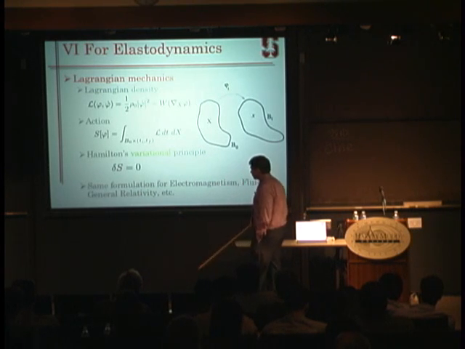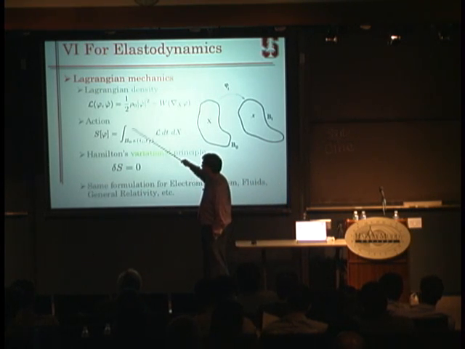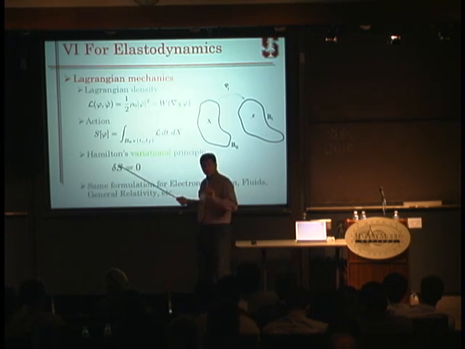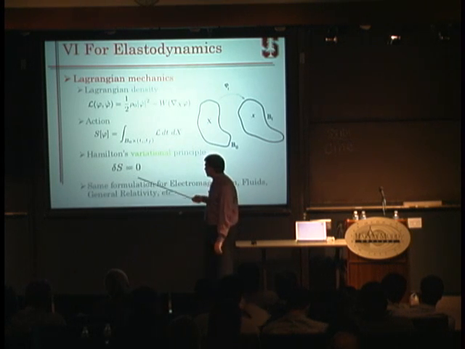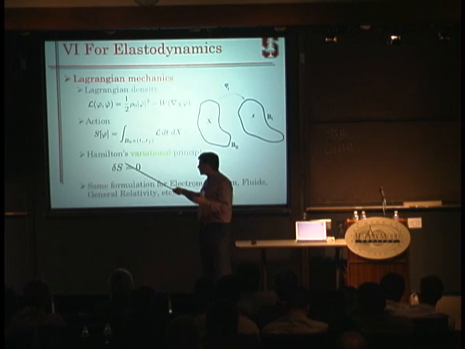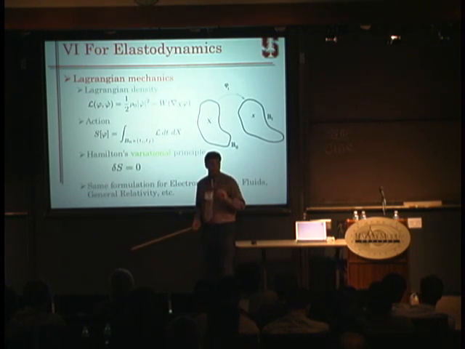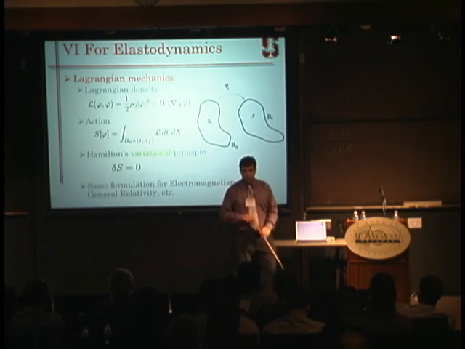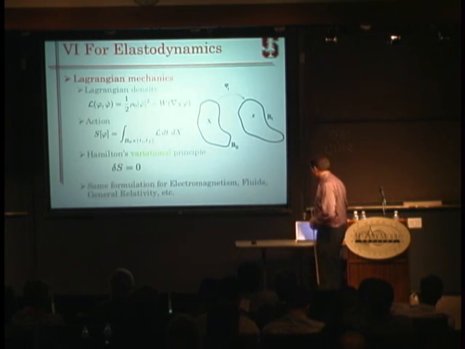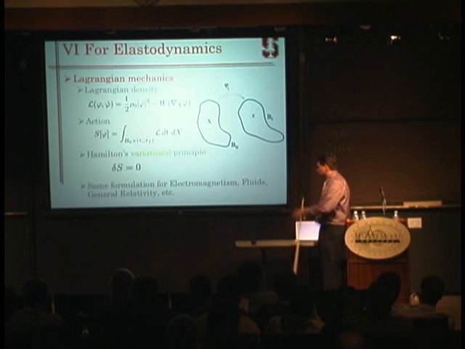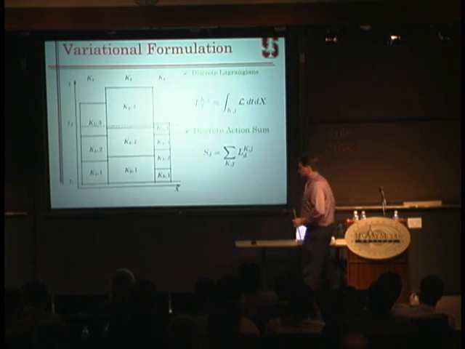So then you define the action, which is just the integral of the Lagrangian density over the space-time region in which you are interested to solve. And your physical trajectory will be the one, given by Hamilton's principle, that renders this action stationary with respect to admissible variations. And this is the same formulation for a bunch of physical theories: electromagnetism, fluids, general relativity, etc.